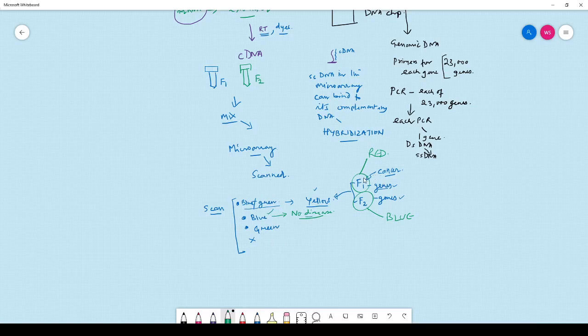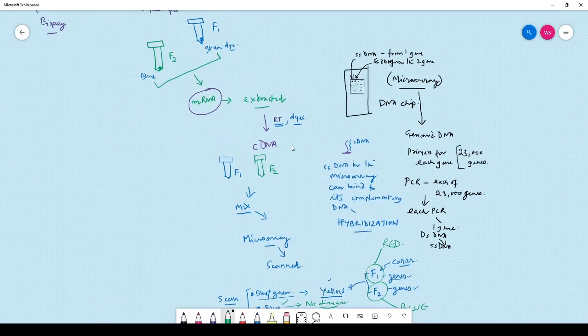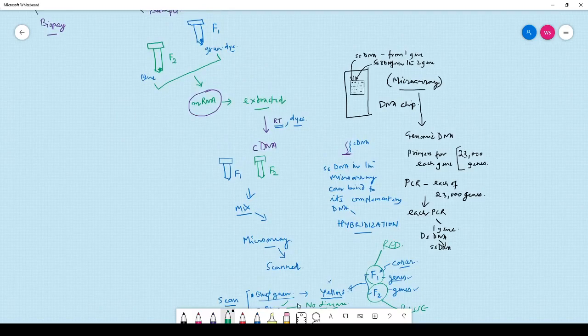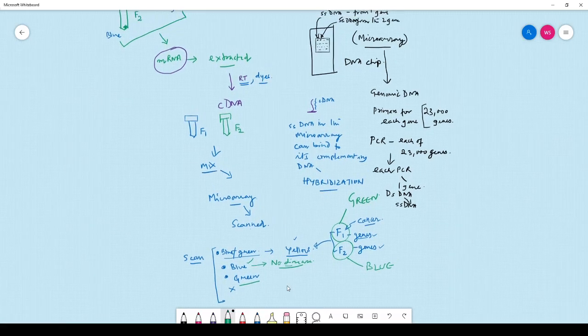Whereas F1 is green. So the person with cancer will express green genes, meaning he will have lots of green genes that hybridize in the microarray.